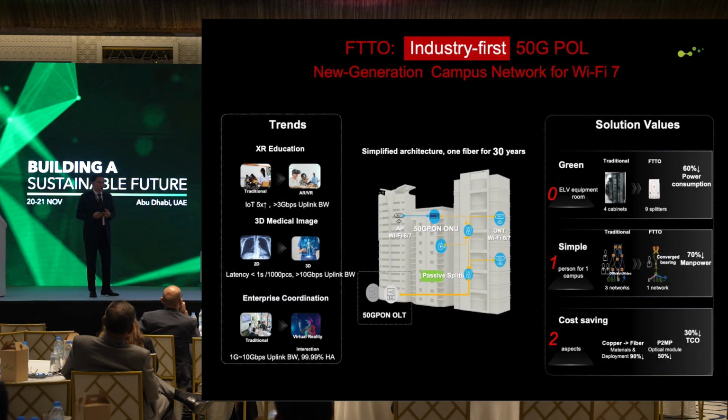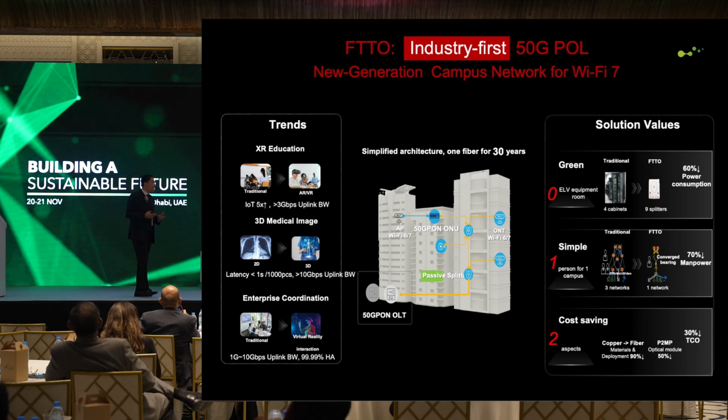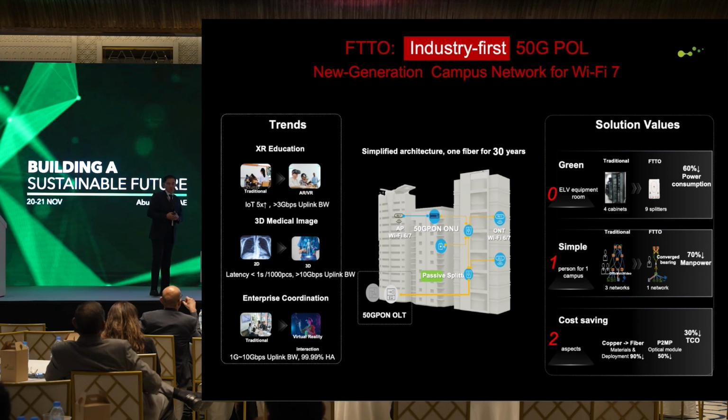This is the fiber to office example, and I want to emphasize the solution from an architecture point of view. You will end up having zero ELV equipment room, and the power consumption saving is around 60%. Of course, the first question that will come to mind is, what is the cost? I would expect that the cost will be higher. Actually, the total cost of ownership goes down by almost 30%.